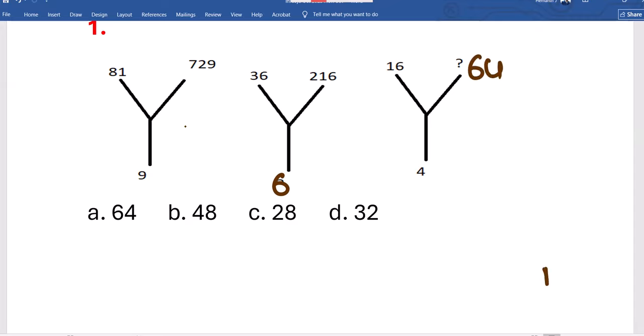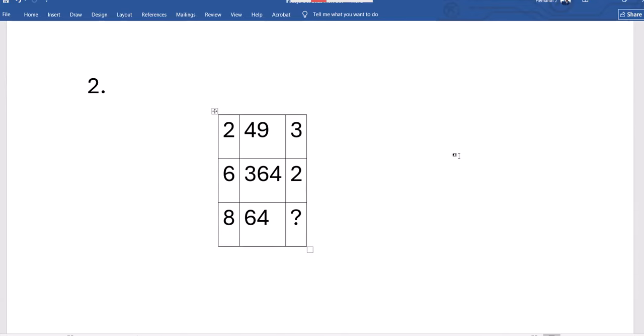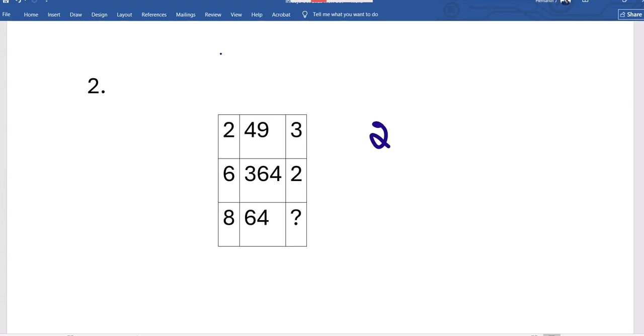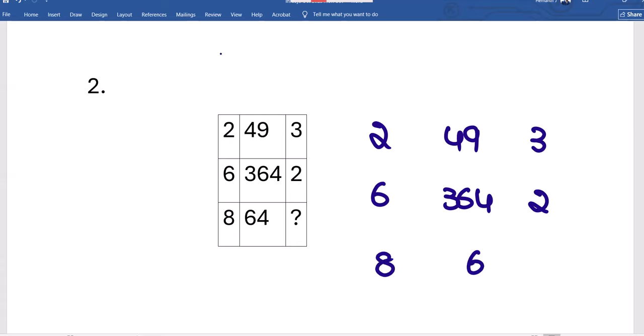64, n square, n cube. So certain questions are a bit easy like this. Now what about this one? Let me see that sharp brain. So 2, 4, 49, 3, 6, 36, 364, 2, 8, 64, question mark.